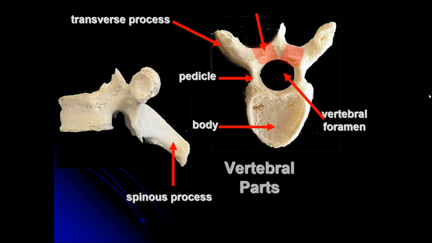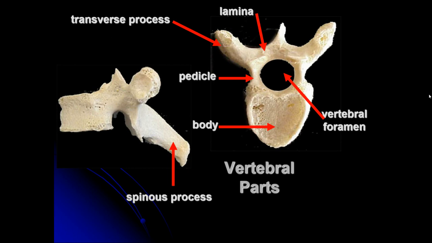We also have structures going toward each other in a diagonal shape, above the vertebral foramen. You can see them here. These are called laminae. And so the laminae fuse to form the spinous process.